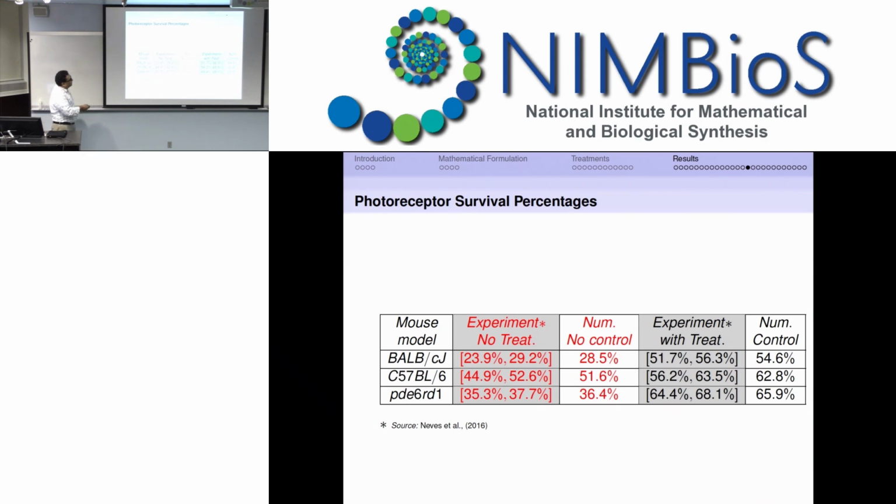When we look at the next pair, in the lab experiments that involved the treatment, they were obtaining a survival rate or rescue for the photoreceptors within this range, and numerically, we were getting a value inside that interval as well.